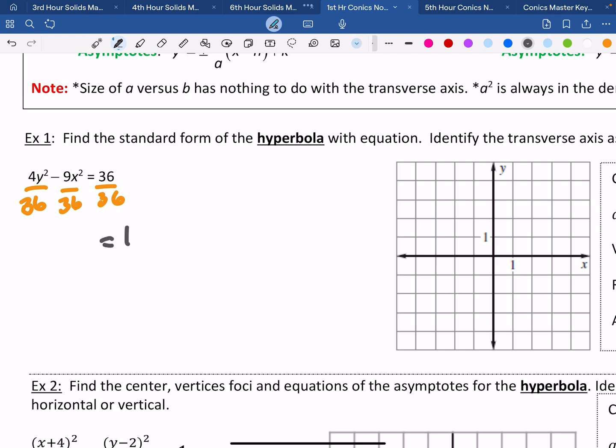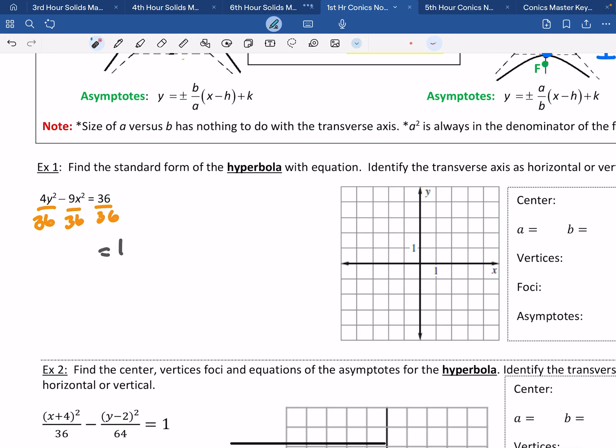And I get a 1 over here. And we're always going to simplify. So let's simplify this 4 over 36. And on this side of the equation, 4 goes into 36 nine times.